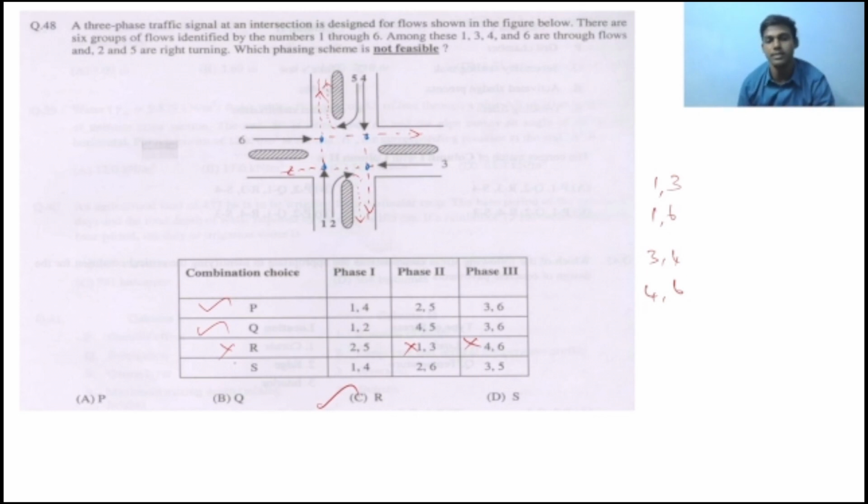Now look at option S. For our satisfaction, we are checking it as well. 1 and 4, it is possible. 2 and 6, also it is possible. 3 and 5, it is possible. So there will be no problem.